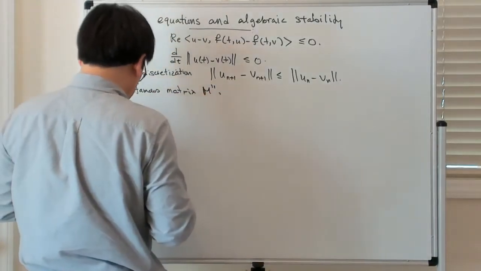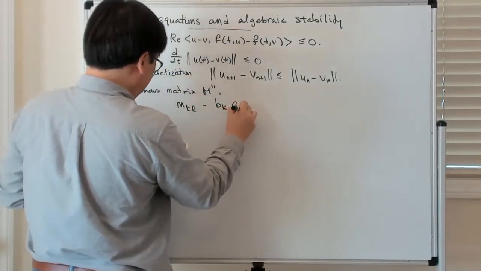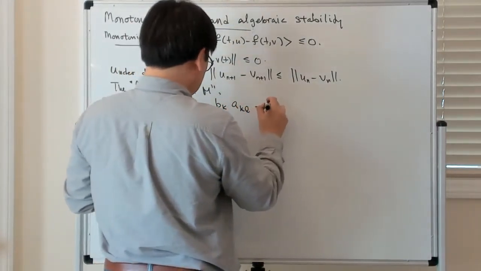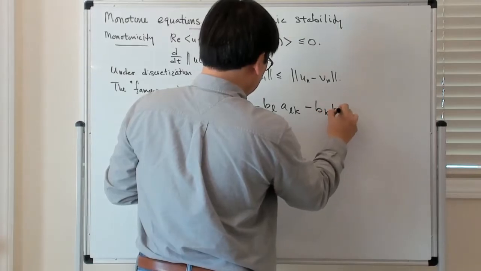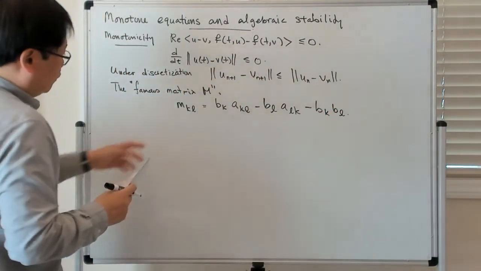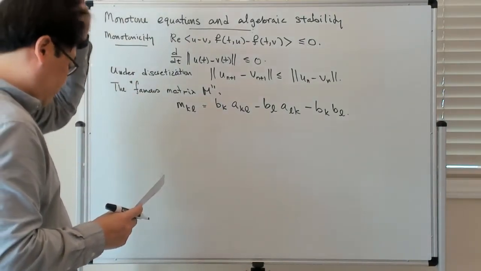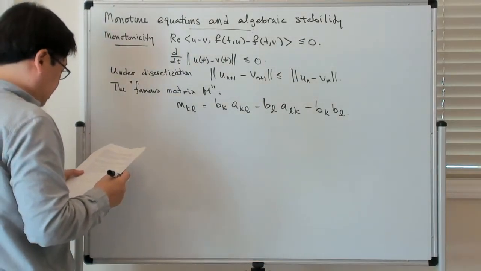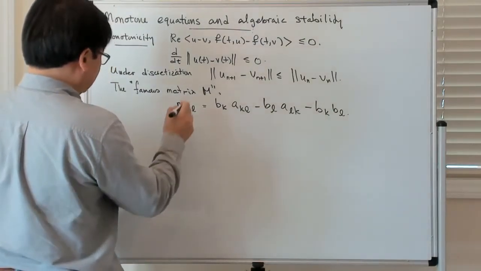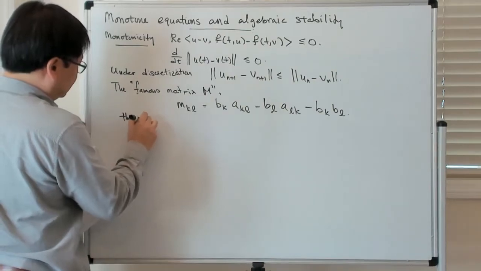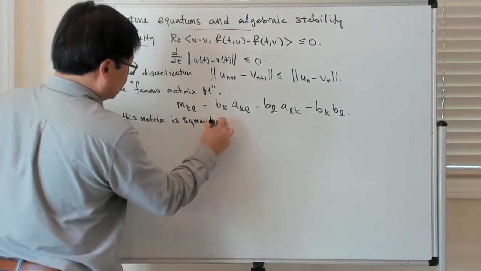If you will, it is given as follows: MKL is equal to BK AKL plus BL ALK minus BK BL, where of course the A's and B's are the coefficients of the Runge-Kutta method. Okay, all right, and then you can check that this matrix is symmetric, right? So this matrix is symmetric.